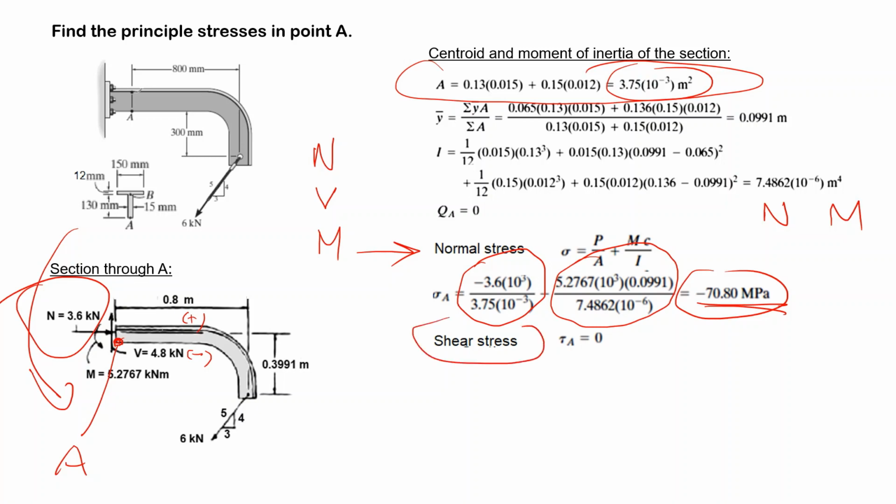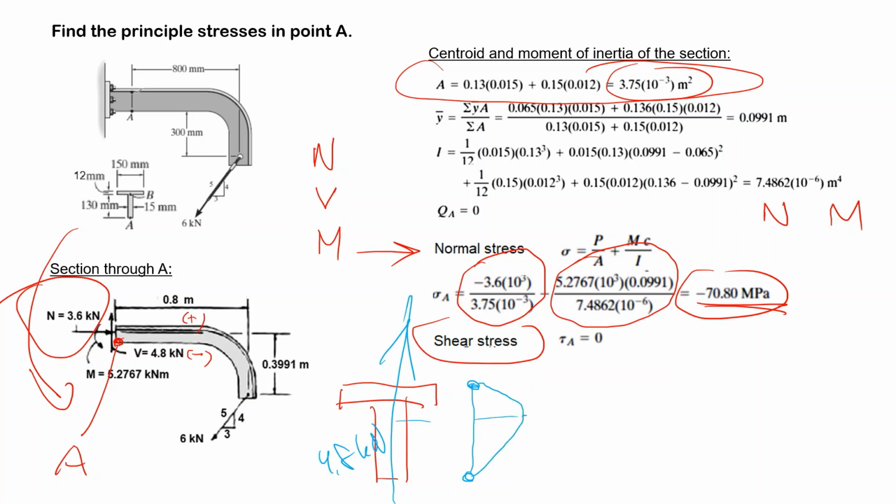So what about the effect of the shear force? You have a section like this, and your shear force is acting in this direction, and its value is 4.8 kilonewtons. So when you have a shear force, we know that on the upper and lower surfaces, the value of the shear stress is 0. It's maximum on the neutral axis. My point A lies over here, so I have to write down directly that the tau in point A is 0.